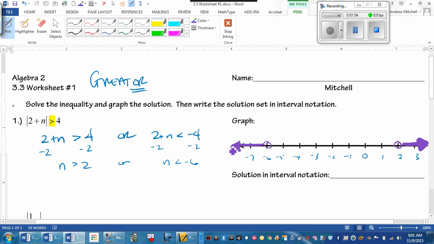So interval notation, start from the left. This keeps going towards negative infinity, so we're going to start our interval notation with negative infinity, and it's going to keep going until we get to negative 6. Since that's not included, we're going to have a parenthesis there. And then we have another part, so we're going to have a union, a little u. And then we start at 2, which is a parenthesis also that's not included, and then it keeps going on and on towards infinity. So that's our interval notation.